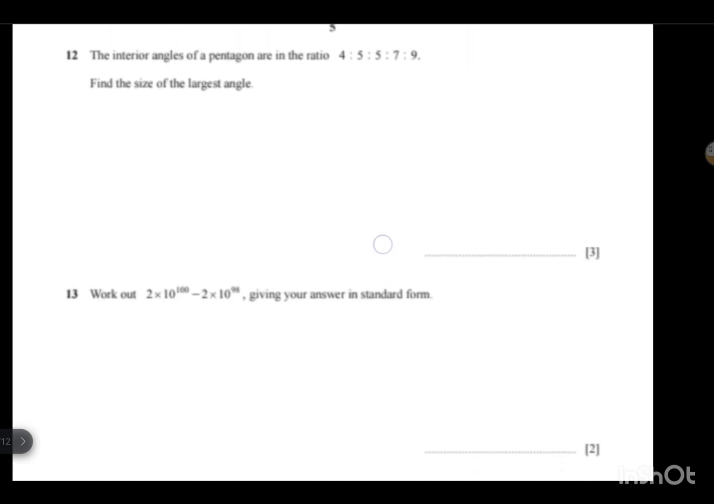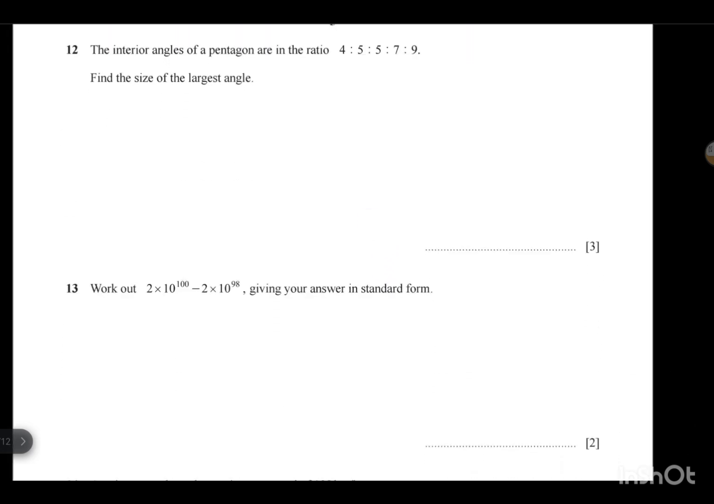Question number 12. The interior angles of a pentagon are in the ratio 4 is to 5 is to 5 is to 7 is to 9. Find the size of the largest angle. The interior angles are not given, the ratio is given, but they are asking us to find the largest angle. For any polygon, we cannot find the sum of interior angles in general, but the sum of all the exterior angles is 360 degrees for any polygon.